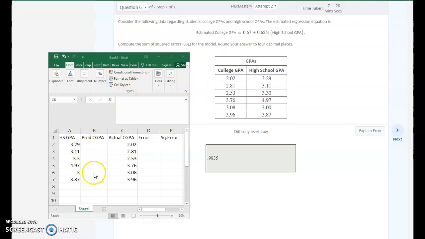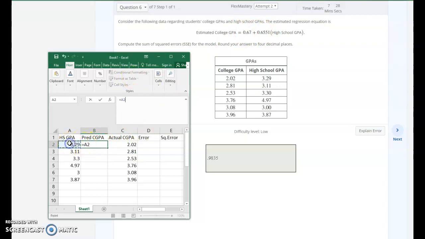I'm going to use a spreadsheet to make things a little bit quicker to follow here. All of this, I'll show you what to do in the calculator also. So these are the high school GPAs I've put in there. What we need to do is put each of those into this equation to get the estimated college GPA for each student. So if I were going to do this on a calculator, I'd put in this 3.29 times this number and add this number.